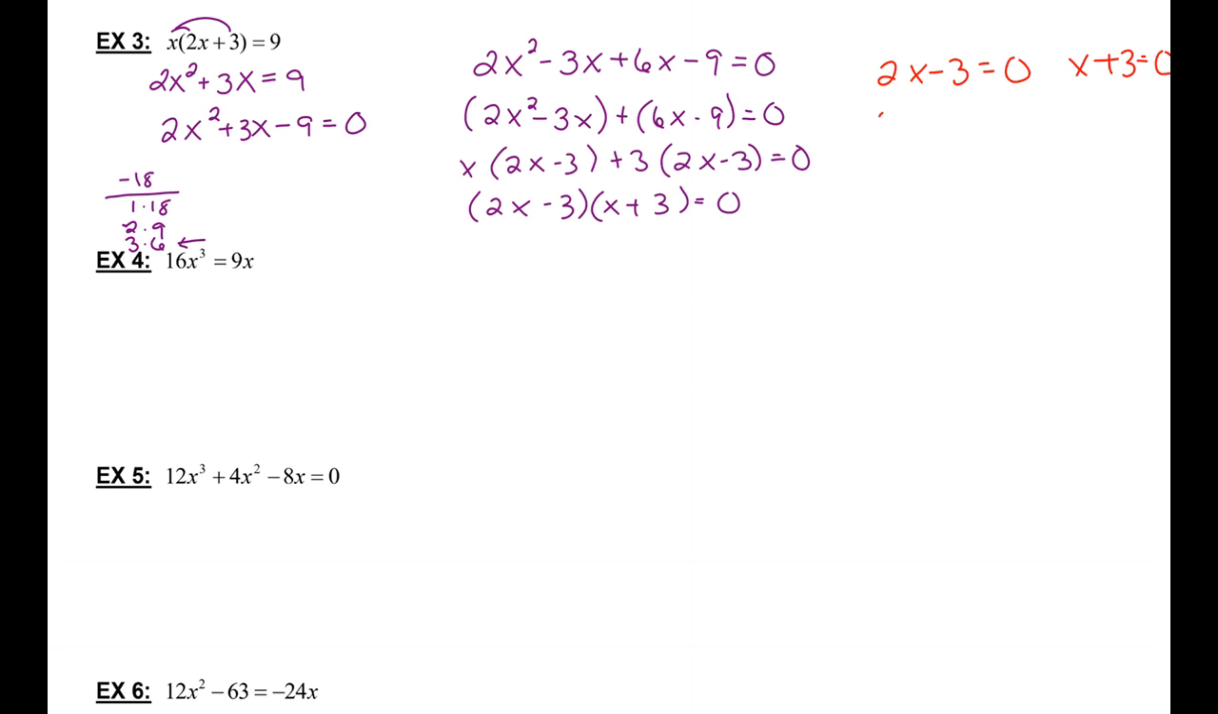So for the first one, I add 3, and then divide by 2. The second one, I just need to subtract 3 from both sides. So we get x is equal to 3 over 2, or x is equal to negative 3.